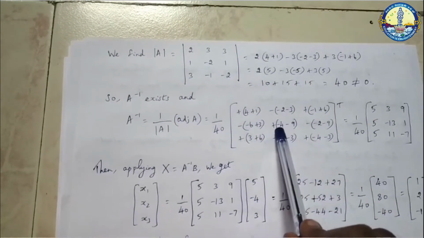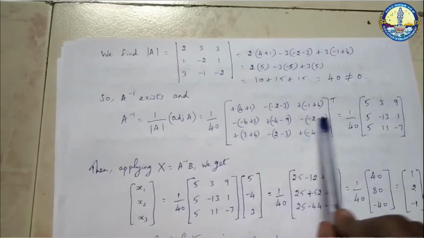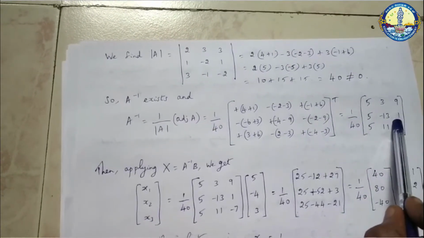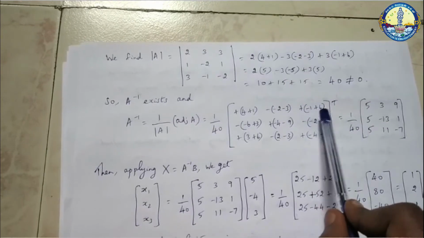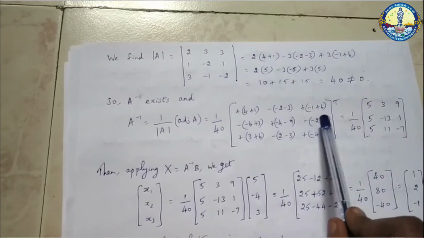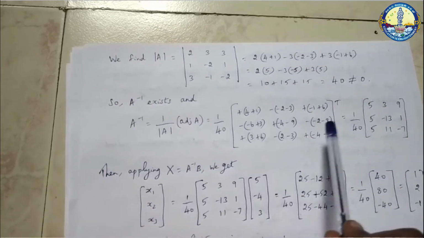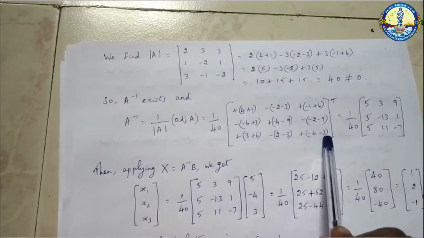And then we see that this minus 4 minus 9 is minus 13, 2 minus 3 is minus 1, so minus is there, so plus 1. So minus 1 plus 6 is plus 5, minus 2 minus 9 is minus 11, so minus into minus is plus 11, minus 4 minus 3 is minus 7.